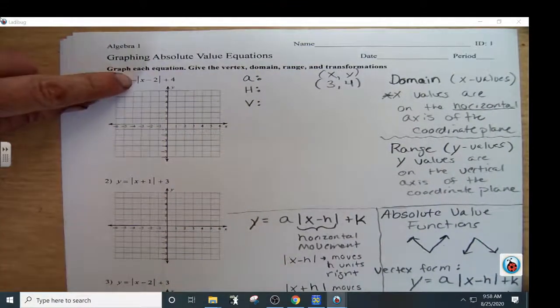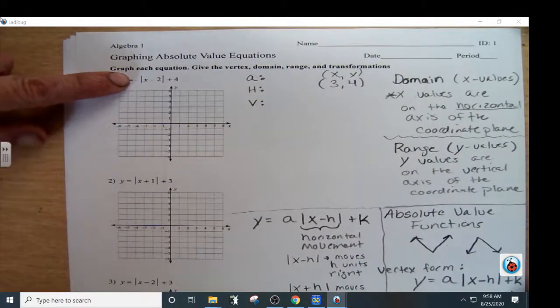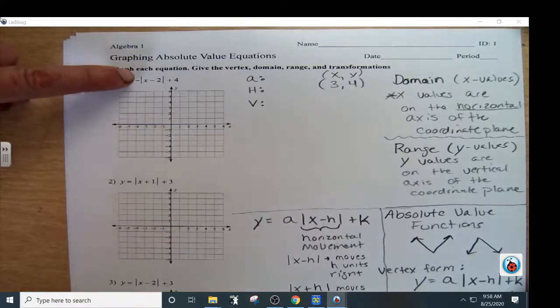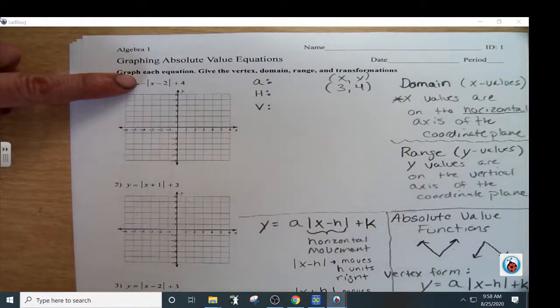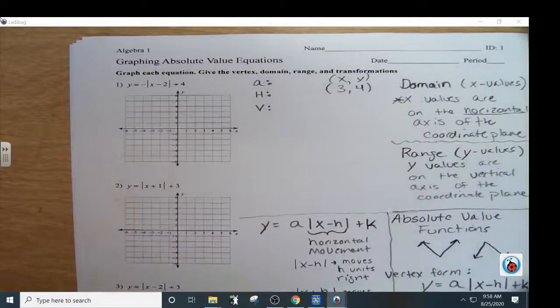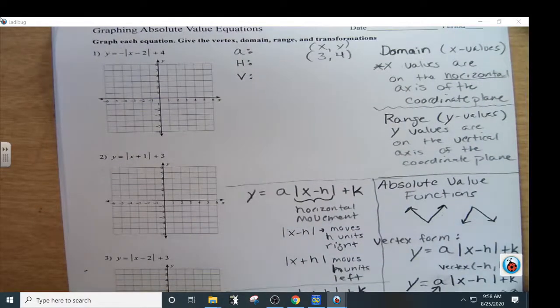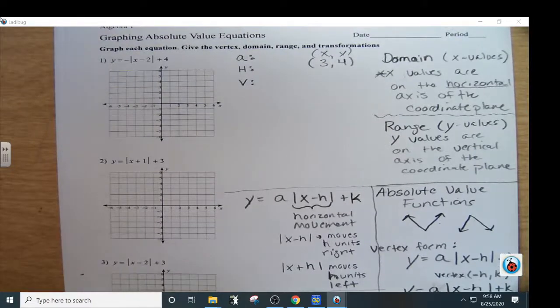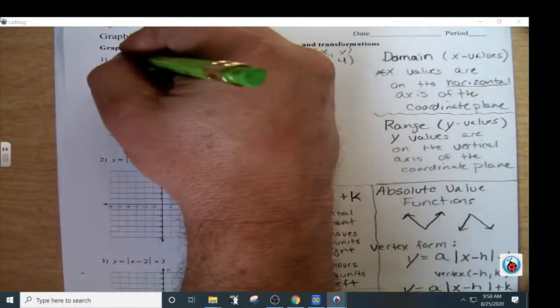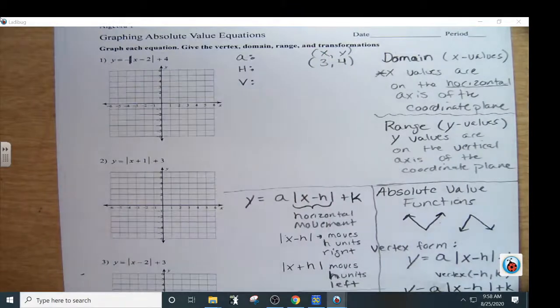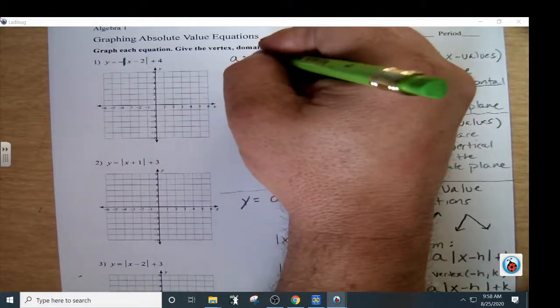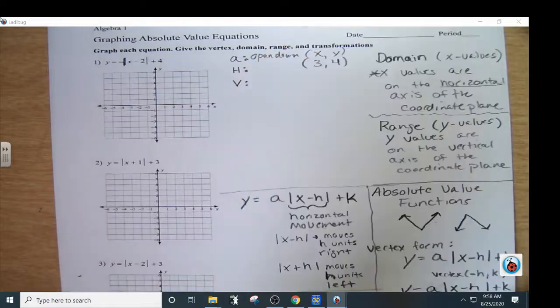Now this is my A value. It's a -1. Just knowing that this is a negative, what do we know about our graph? Looking at your A value transformations at the bottom, well, first off, is it going to open up or down? It's a negative. It's going to open down, right?